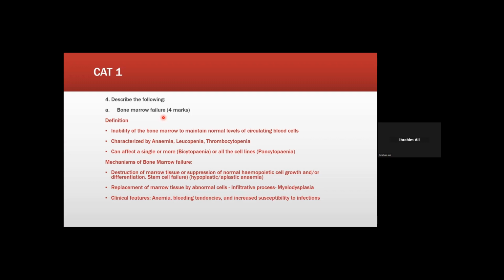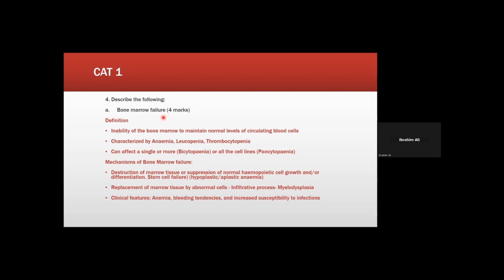When your hemopoietic cells are very low or not there, you have what we call hypocellular marrow, meaning your bone marrow has low cells. Sometimes these cells can be replaced by abnormal marrow tissue, as in myelodysplastic diseases. I don't know if you have covered myelodysplastic syndrome; if not, you will cover it very soon in hematology.